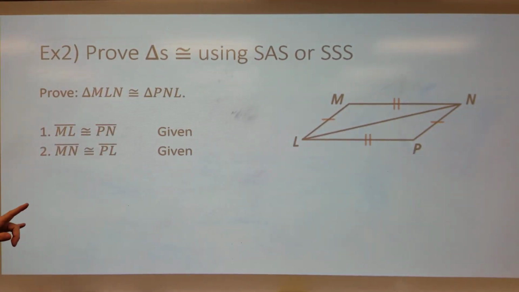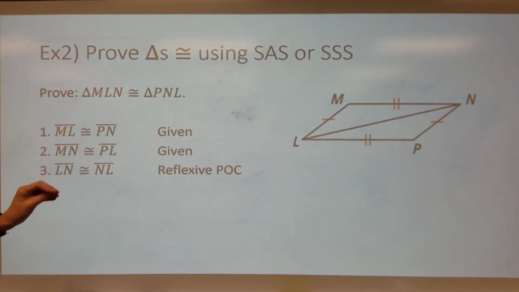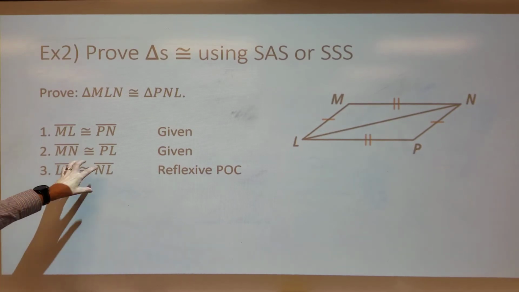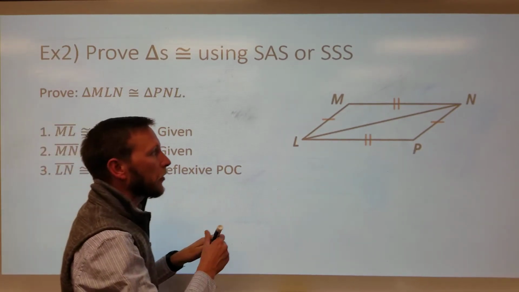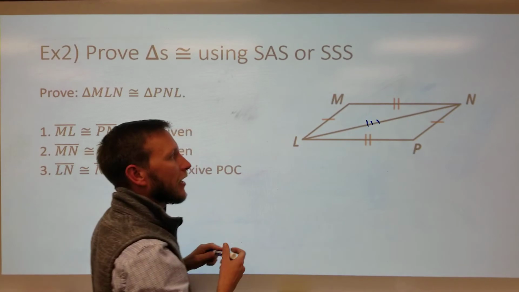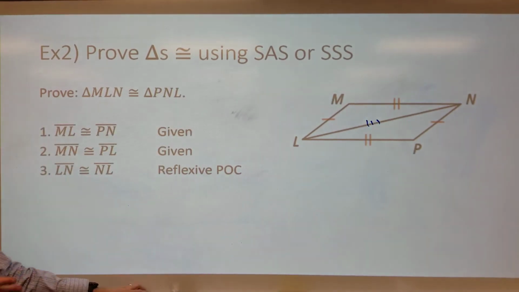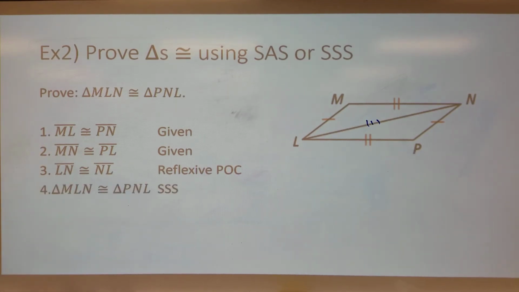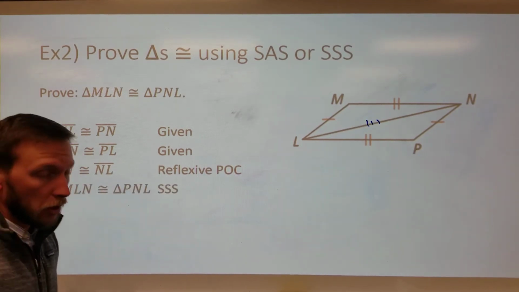We also know that LN and NL are the same segment, all right? So we can use that reflexive property of congruence to say that I've got this third side that is congruent to itself, and it's a shared side in both of these triangles, which means that I have congruent triangles by the side, side, side shortcut.